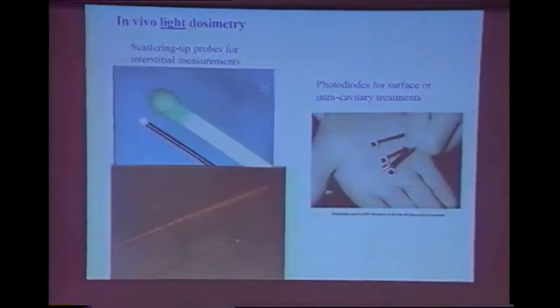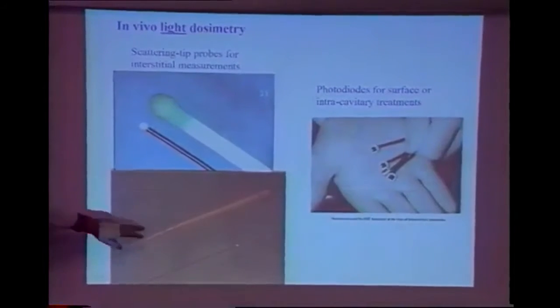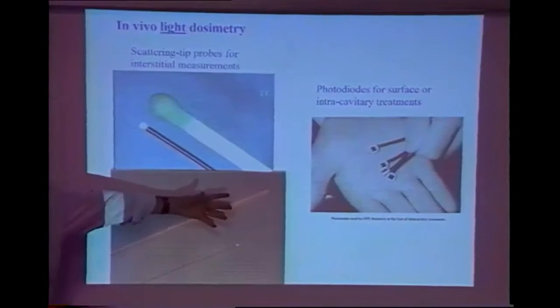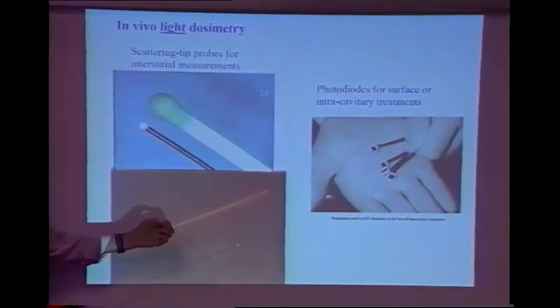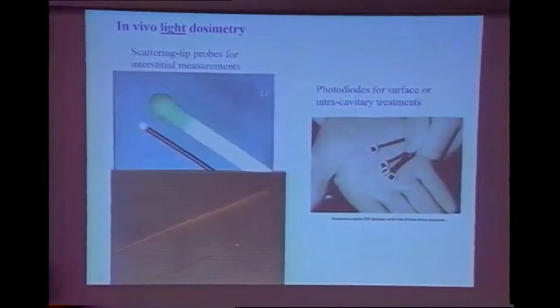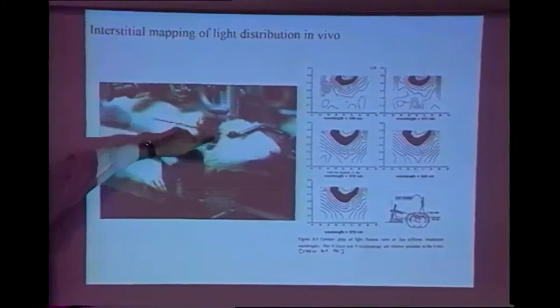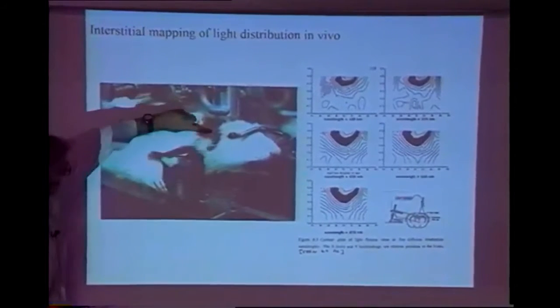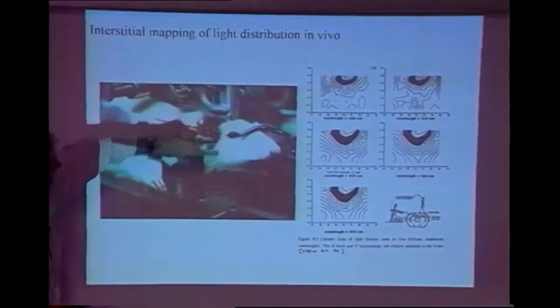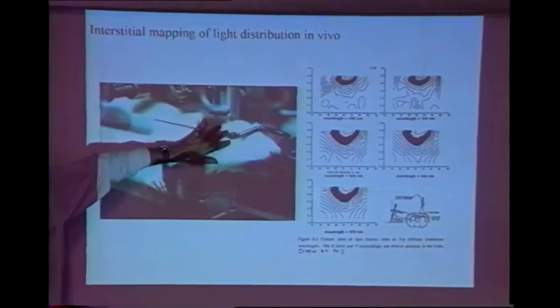For light dosimetry, we start with the same idea of a scattering fiber, but now instead of using it to deliver the light, you can use it to detect the light. Here we have a scattering tip, and this can be put into tissue. I'll show you an example of one of these detectors in the brain of a volunteer, and you're able to map out in some detail the distribution of light, even within something as small as a rat brain.